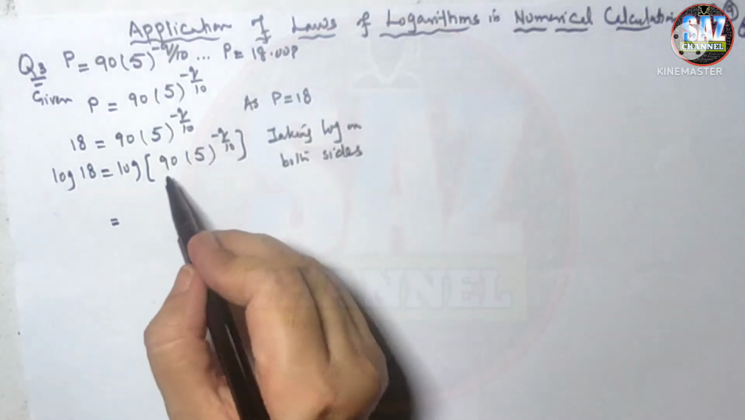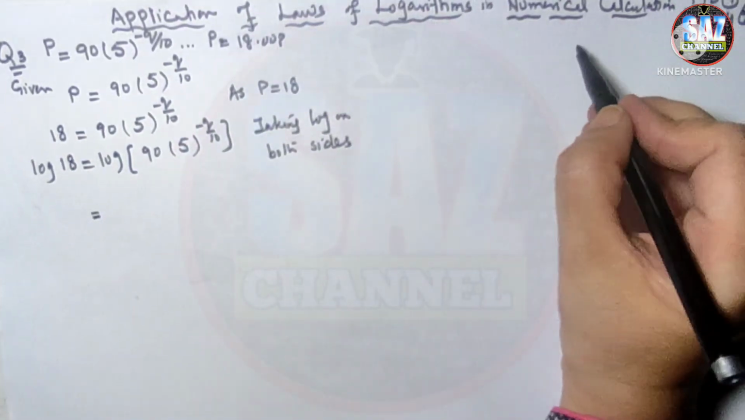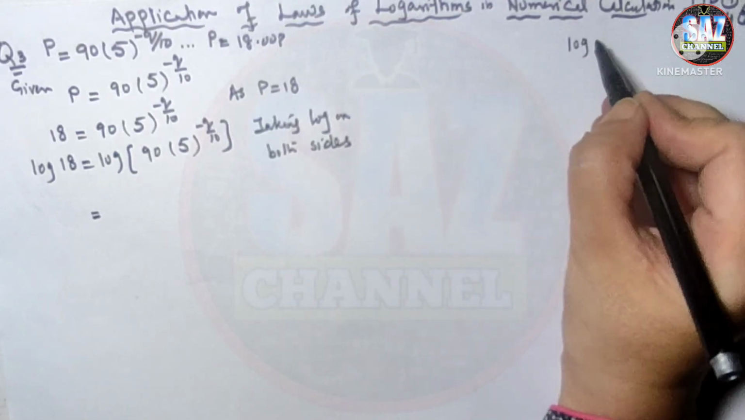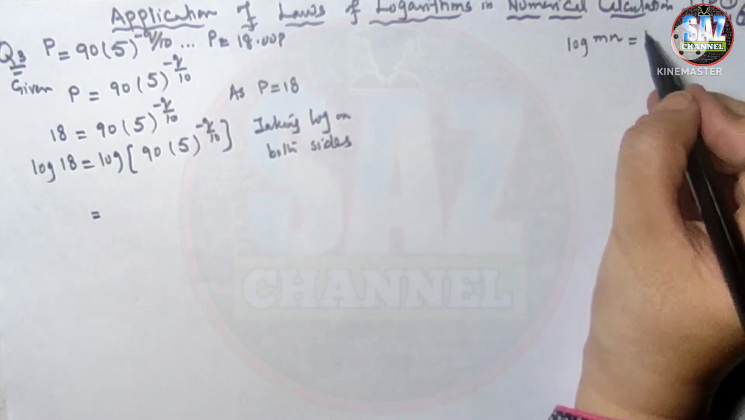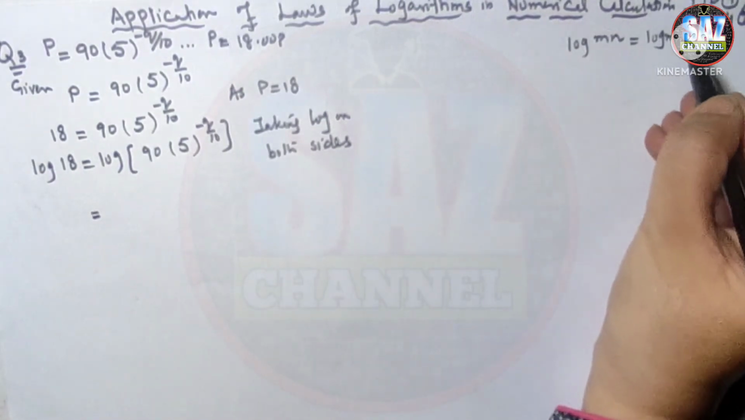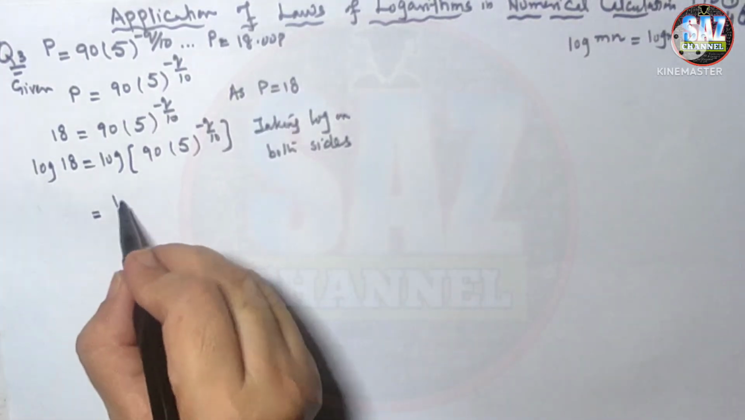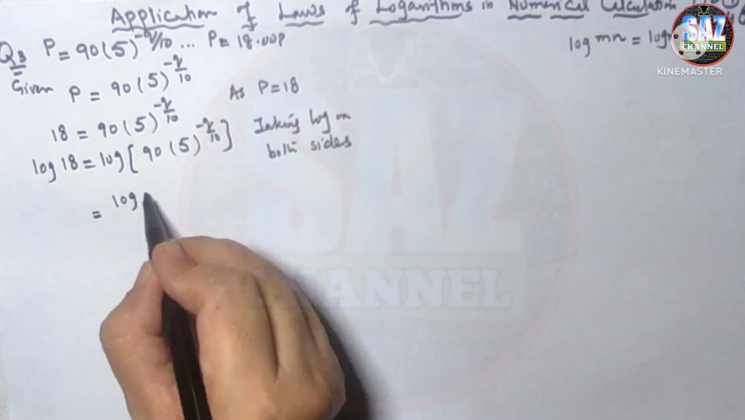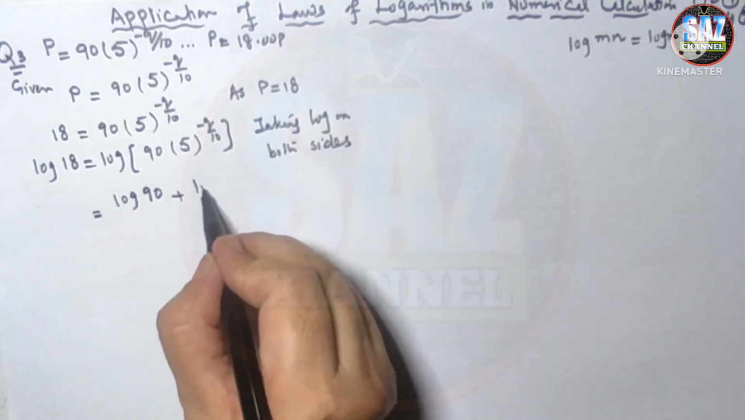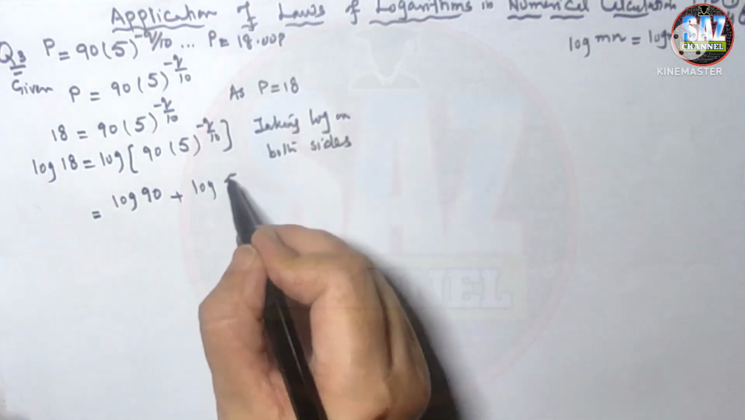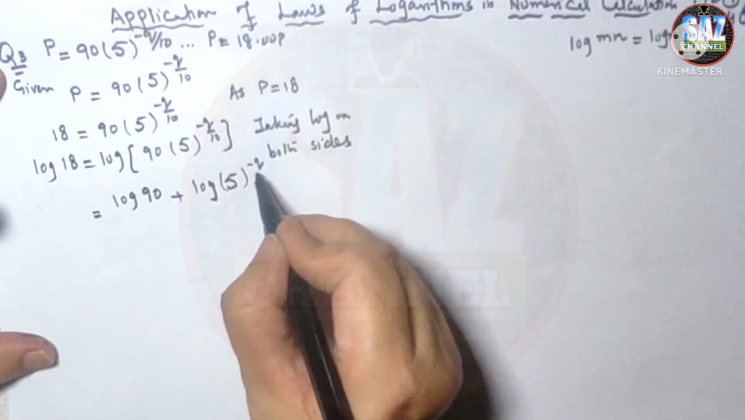Now if you look at this part, it is the product of two numbers. So what is the law of product of two numbers? Log of m multiplied by n equals to log of m plus log of n. So first of all, I have to apply the log of product of two numbers: log of 90 plus log 5 raised to power of minus q by 10.